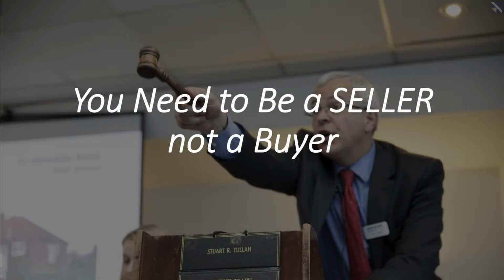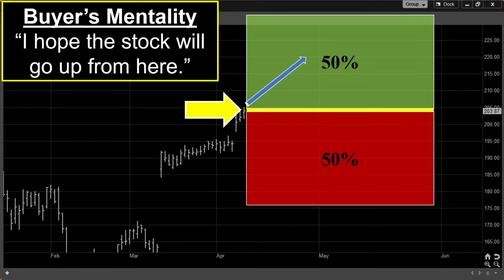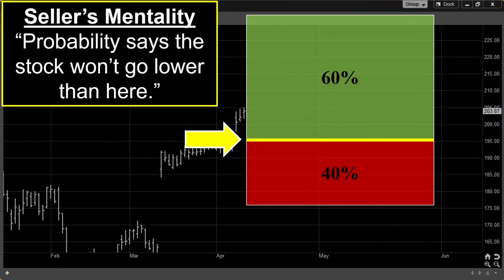Our options paycheck system teaches you a new way of thinking. You need to be a seller and not a buyer. This is how you get ahead of everyone else. This is how we put probability on our side. And this is how we can win even if we're wrong. So let's take a closer look at selling options. As a buyer, a typical trade gives you a 50-50 chance to be a winner. Because when you buy something, right, the only way you make money is if the stock moves in your direction. So instead of that buyer's mentality, we're going to have a seller's mentality.